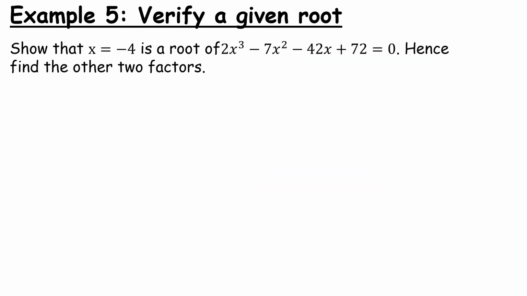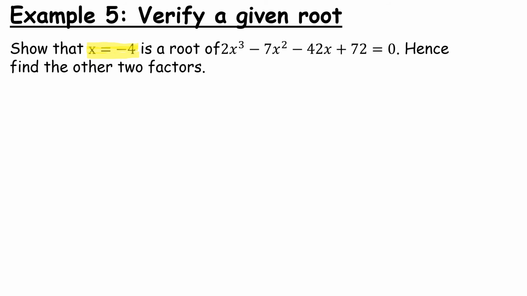So this is the last example that I'm going to do. So very similar to the previous example, it's asking me to verify a given root. So I suppose there's two ways that we can look at this, and I'm going to do both ways. So we have been given this x equals minus 4. So that is a root of the equation, so it's an answer. So they want to show that that is a root of 2x cubed minus 7x squared minus 42x plus 72 equals 0.